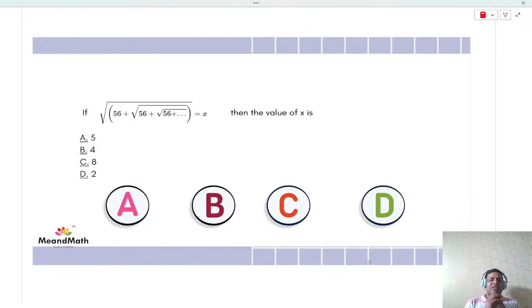Okay, so this is the question. Root of 56 plus root 56 plus root 56 is equal to x. You have to find the value of x. So who is going to give the answer here? Take 2 minutes to solve this and give me the answer fast.